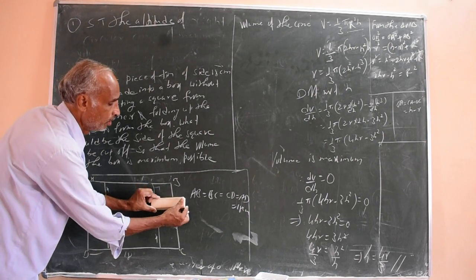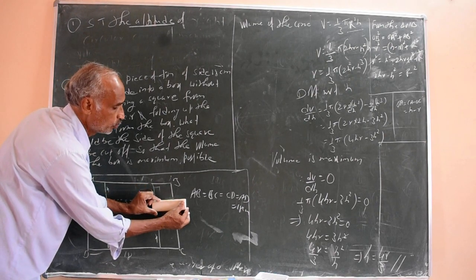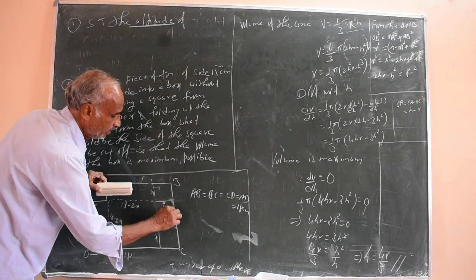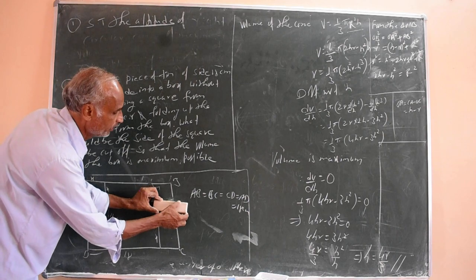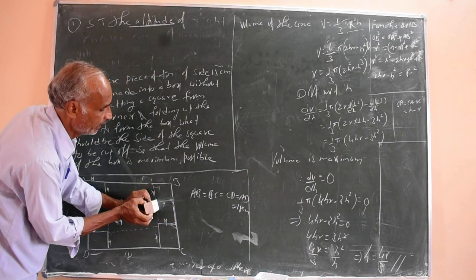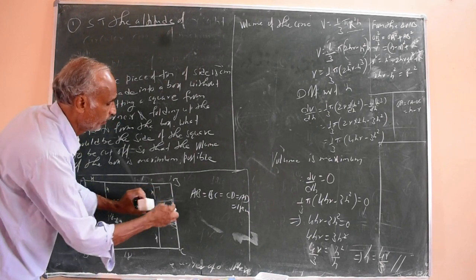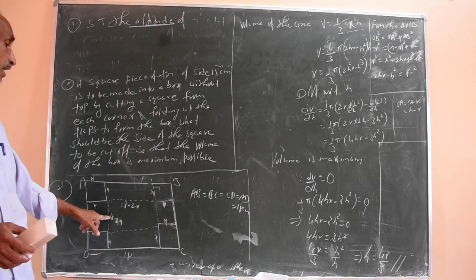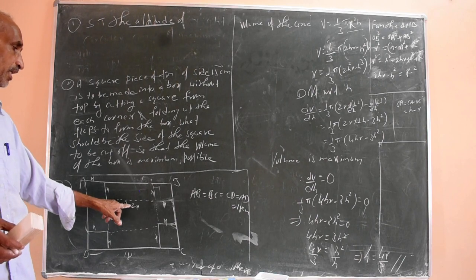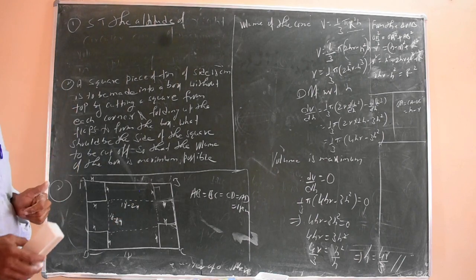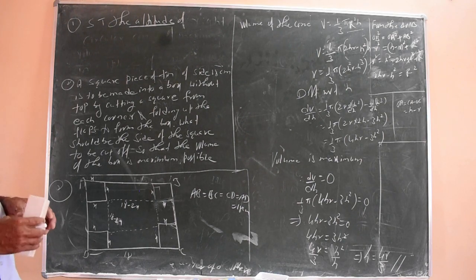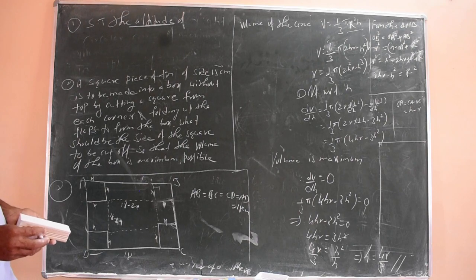The height of the box will be this same flap. You are folding like this. Therefore the height of the box will be x. Length will be 18 minus 2x. Breadth will be 18 minus 2x. But height will be x. It will not be in the cube shape. So length and breadth will be same, but height will be x centimeter.